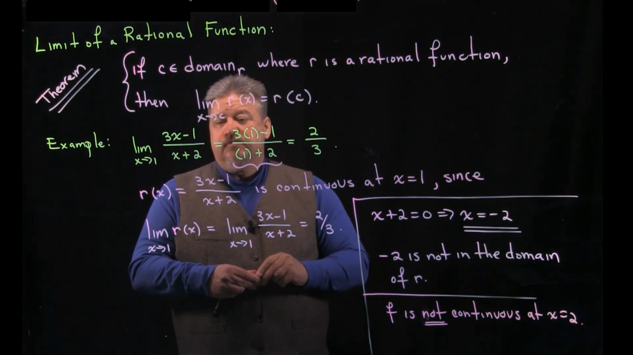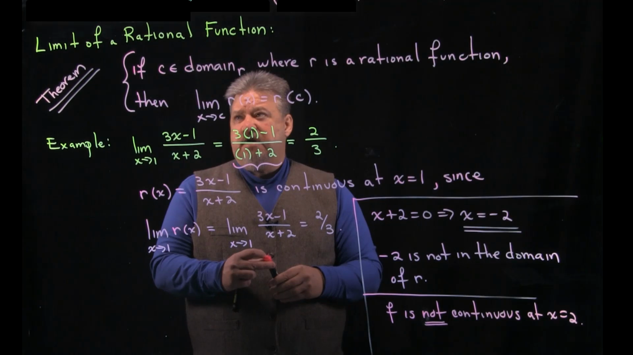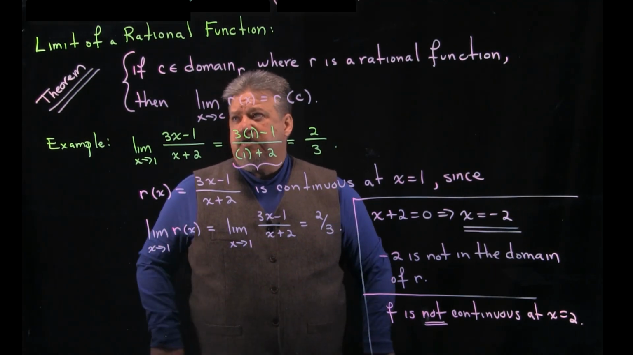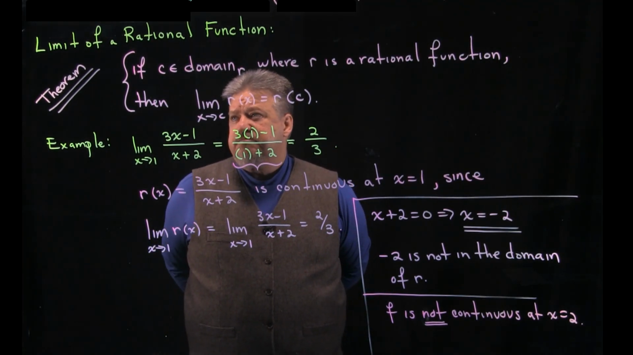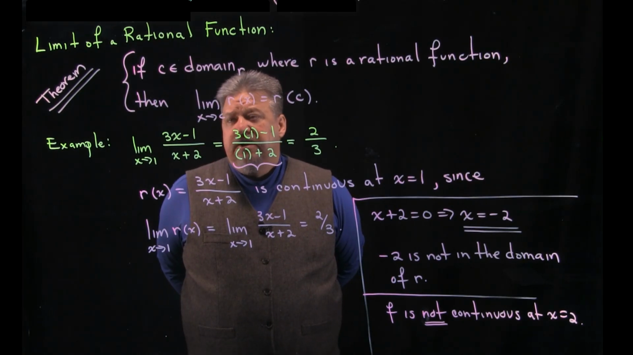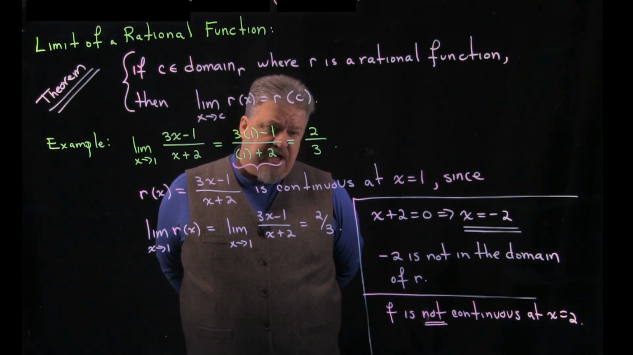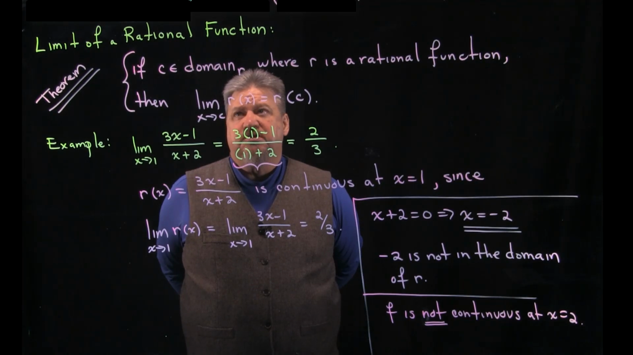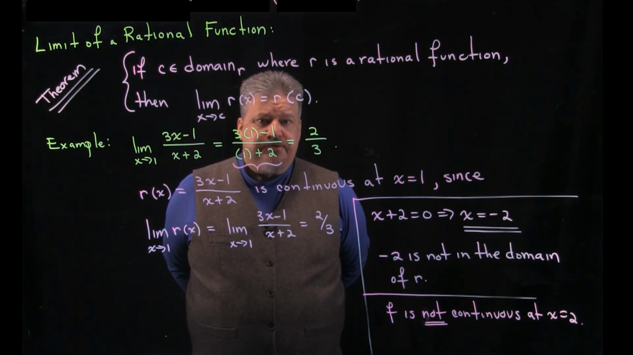Okay? So the limit of a rational function is, and not to oversimplify it, somewhat easy or direct if C is in the domain. If C is not in the domain, well then we have to actually do more work. And we'll see that in a subsequent example. Thank you.